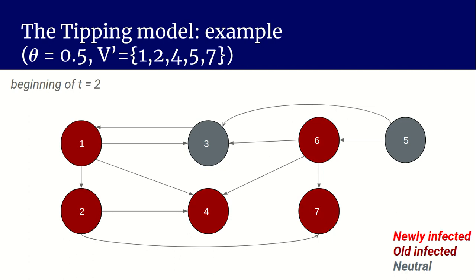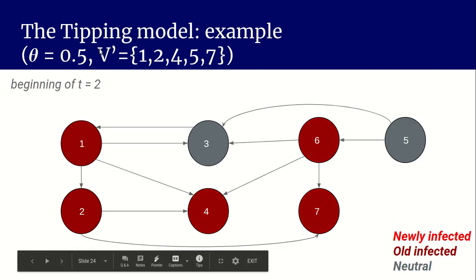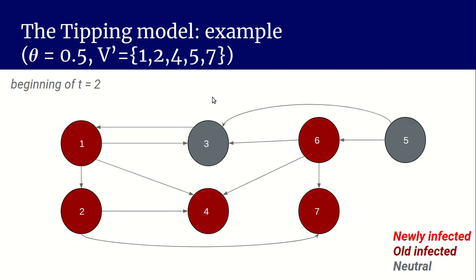The threshold remains the same throughout the whole execution, but V prime changes to the result of the activation function. So this set here now becomes the new V prime set.